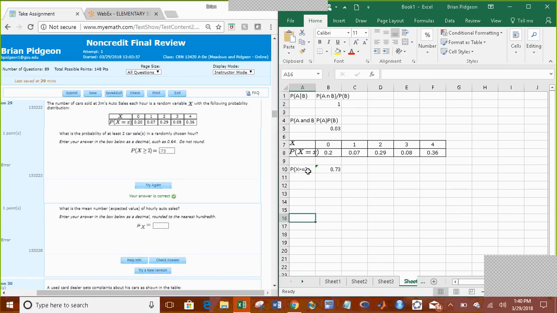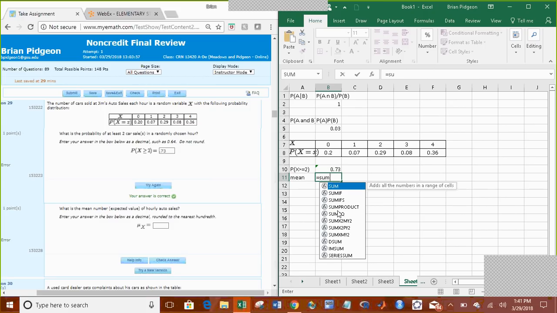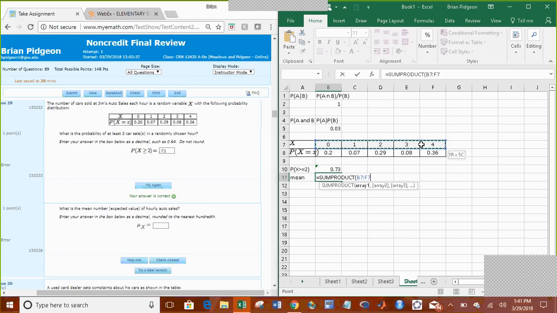There we go. Now the mean of a distribution, if you remember, is the product of each individual X value and its probability. It's the sum of all that. So we would do 0 times 0.2 plus 1 times 0.07 plus 2 times 0.29, all the way and finish it. But in Excel, we have a really easy formula, SUMPRODUCT. This time we're highlighting arrays horizontally. We have an array of X and an array of our p-values. 2.33.